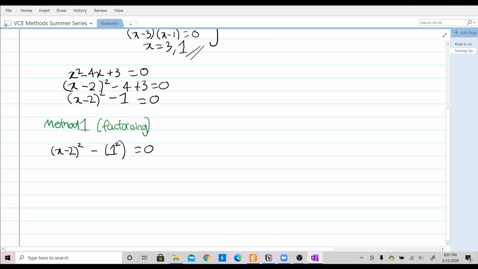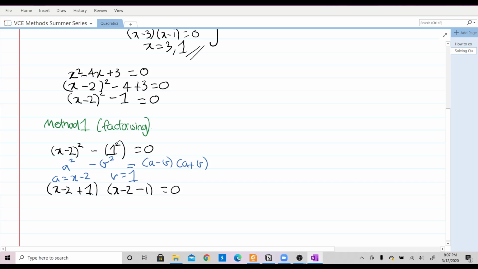equals 0. Now this is actually in the form of a squared minus b squared, which becomes (a minus b)(a plus b). So our a term is x minus 2 and b equals 1. So we can rewrite this as (a plus b)(a minus b) equals 0.